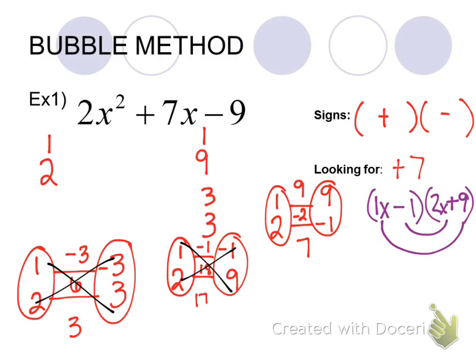Now we can double check ourselves real quick, because if we were to take 1x times 2x, we would get 2x squared. If we take -1 times 9 in the very back, we get a -9. You could still check your answer fully by double distributing. But that is our answer, and it is correct. Do we have questions about our bubbles before we try this again?